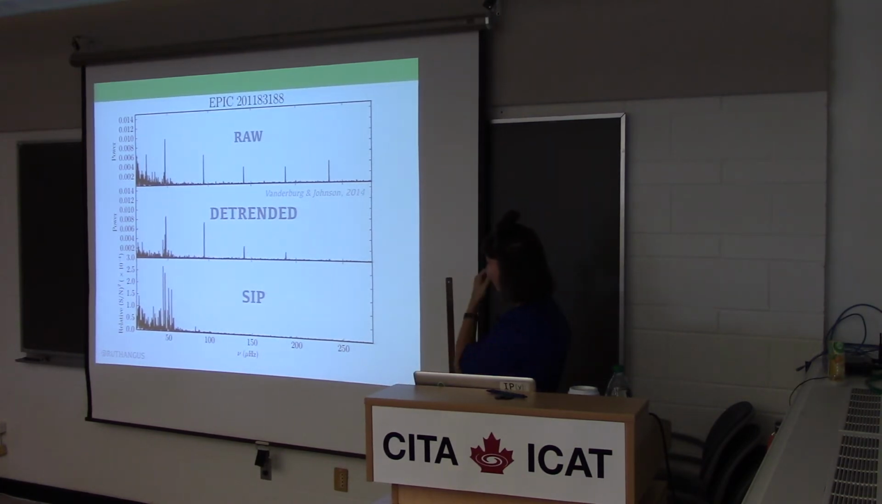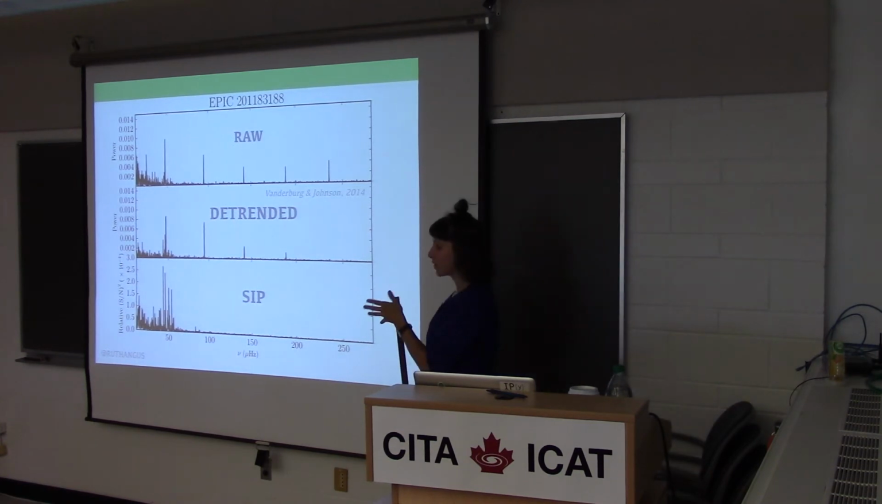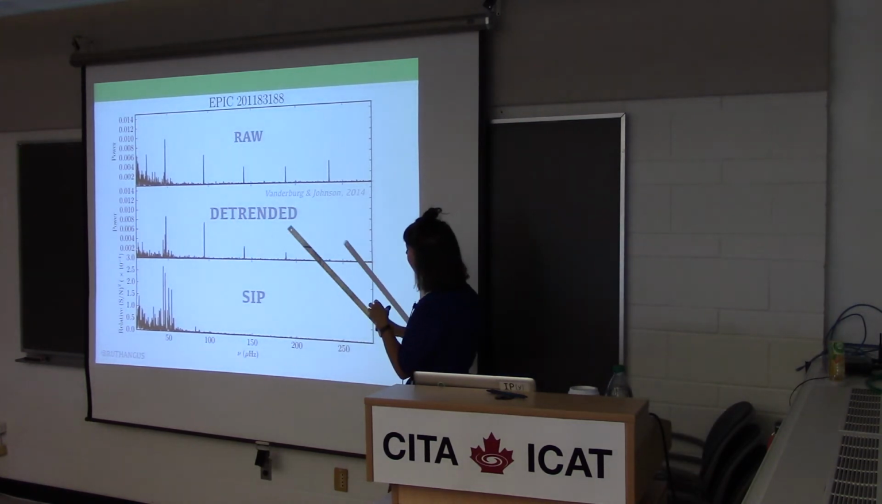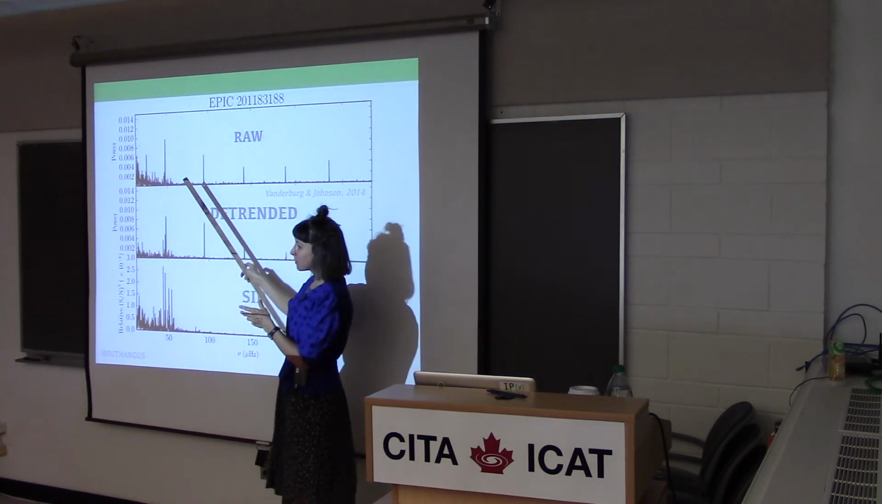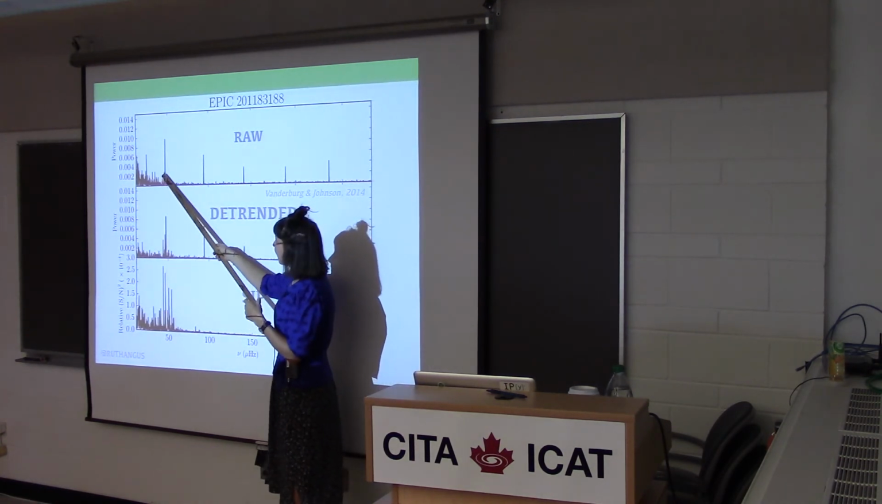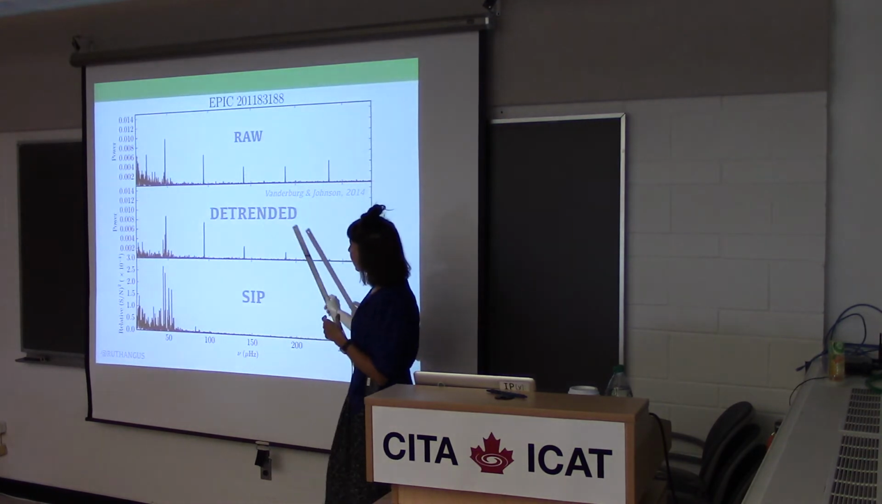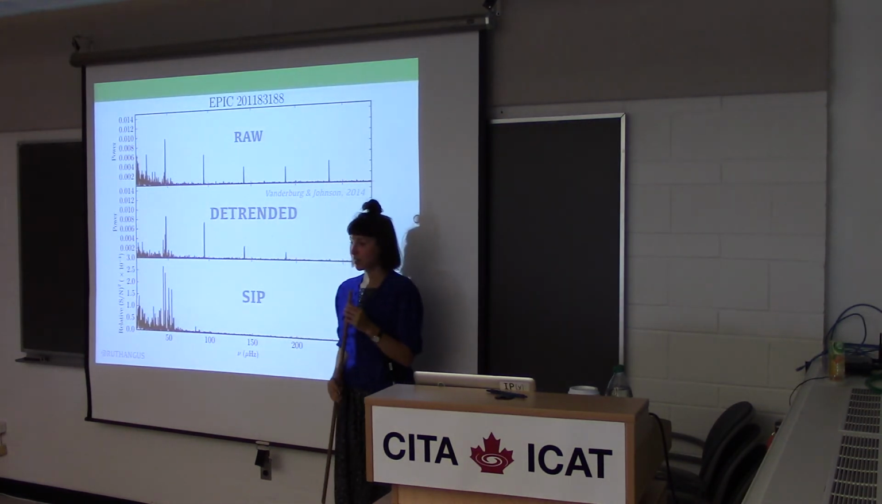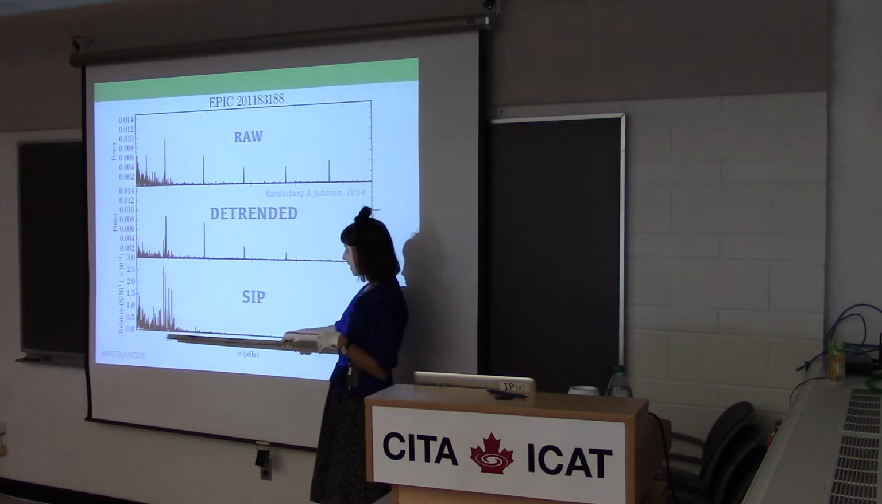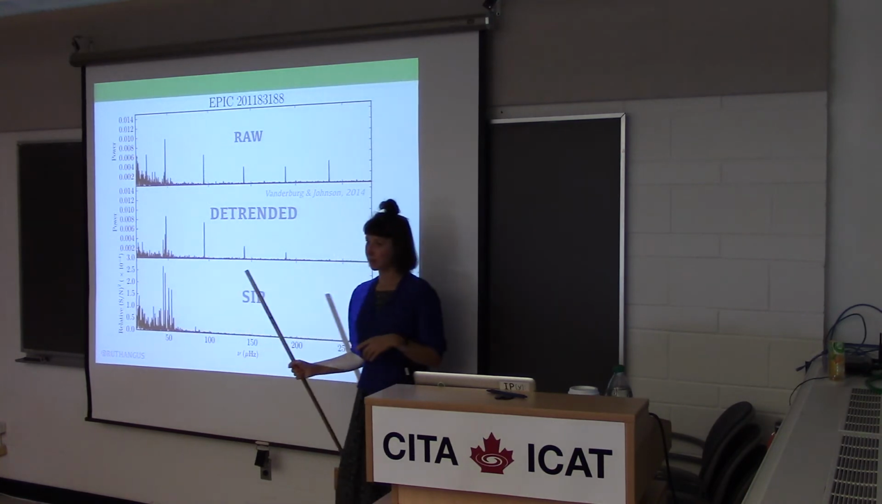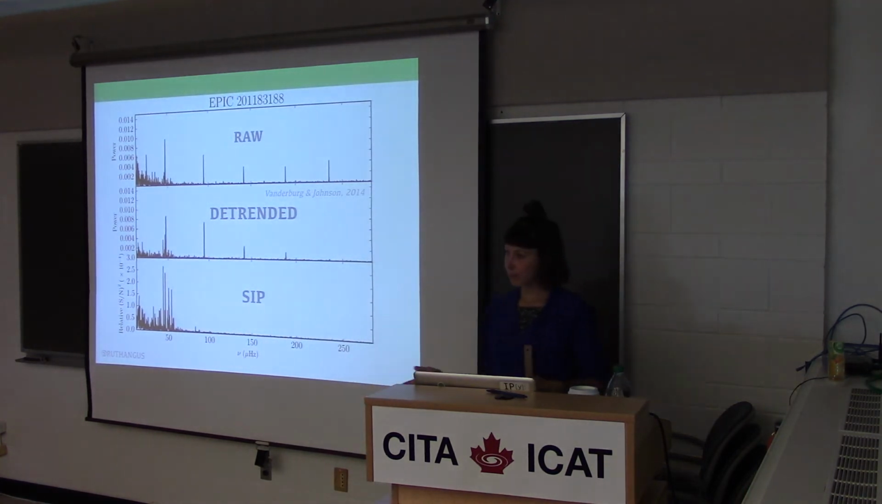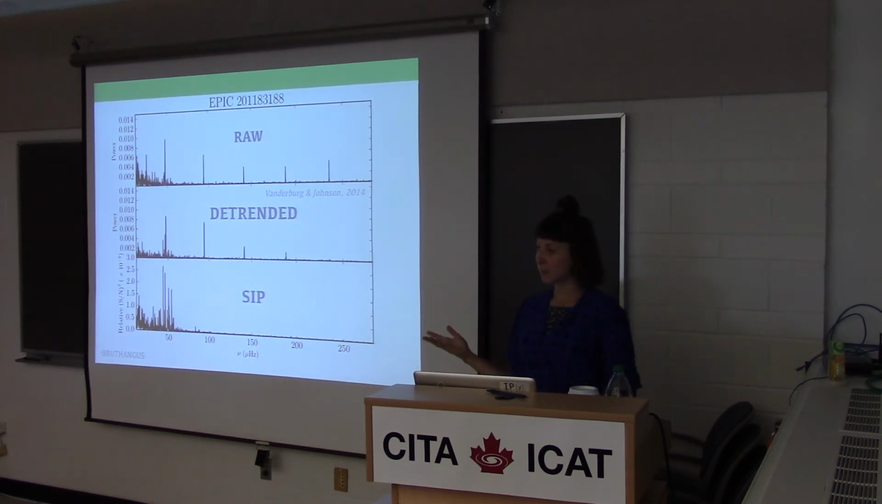And here's an example of an asteroseismic pulsator. So this is a red giant star. At the top, you can see a Lomb-Scargle periodogram of the raw data. This peak here is that 6-hour peak. In the detrended light curve, you still see systematic features. And in the SIP, you only see the pulsations from the red giant. So this is really useful for asteroseismology as well. I'm working with Dennis Stello to produce periodograms of lots of red giant stars.